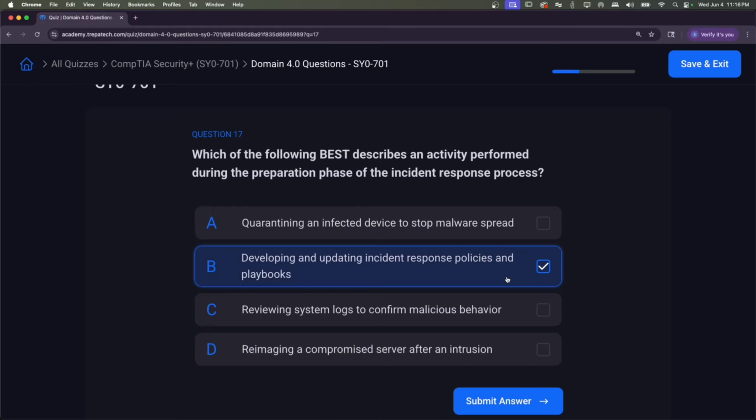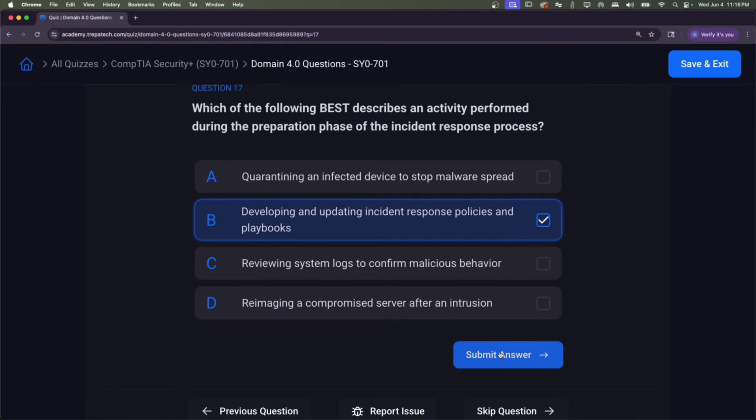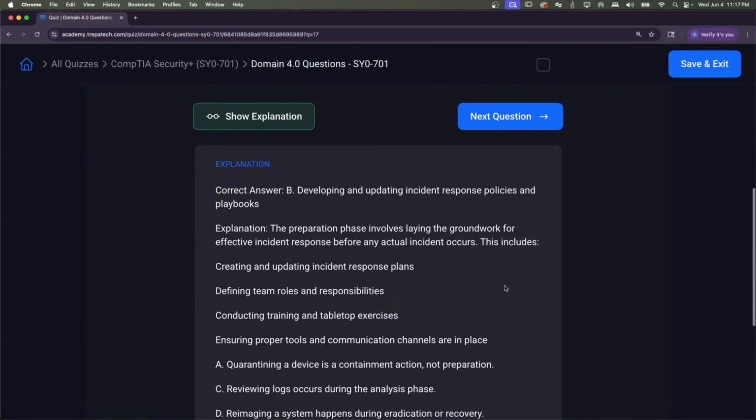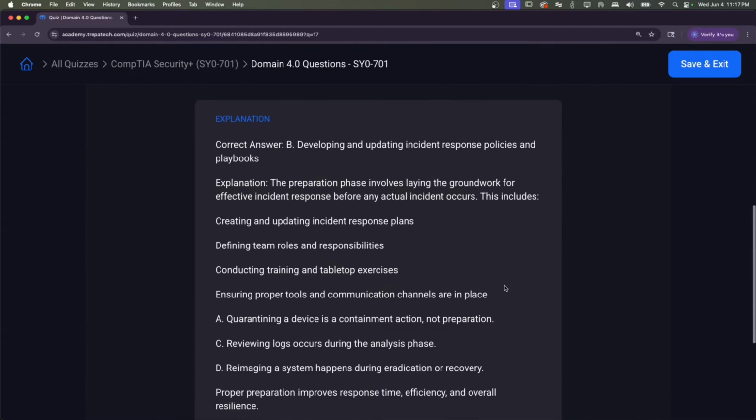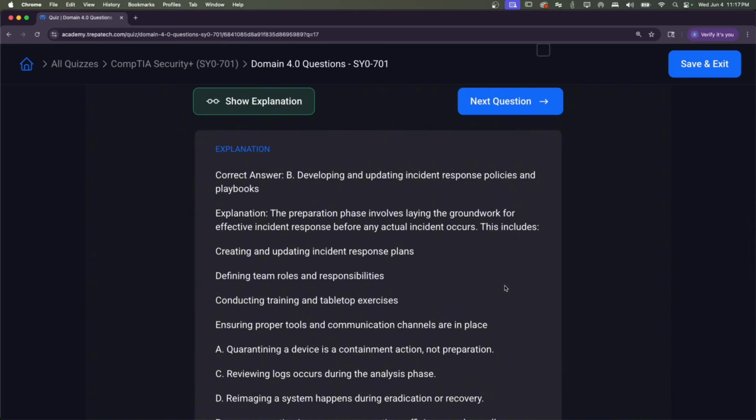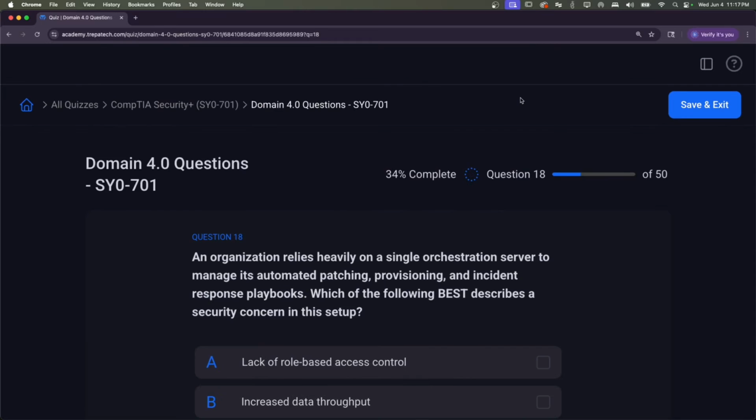So I'm going to go with B here, developing and updating incident policies and playbooks. So yeah, it's prepping. Let's make sure our playbooks are accurate. Let's make sure our response is accurate in what we should do. Let's do some training exercise, whatever the case may be, right? That's all going to be in the preparation phase. So the answer is B, developing and updating incident response policies and playbooks.